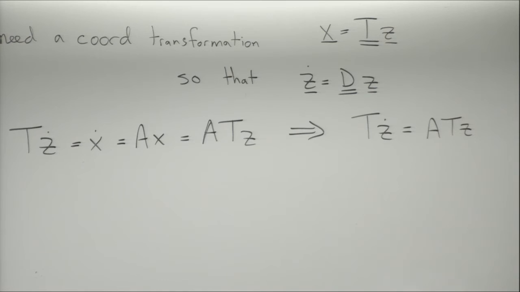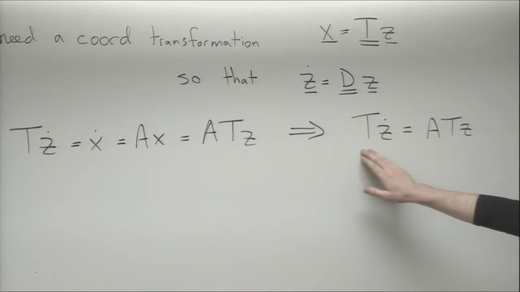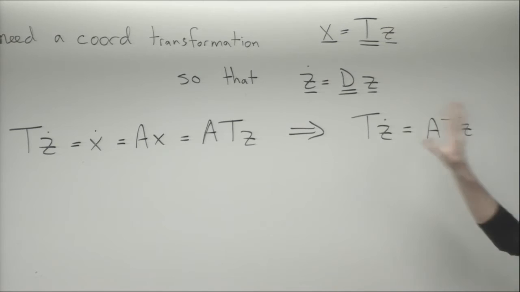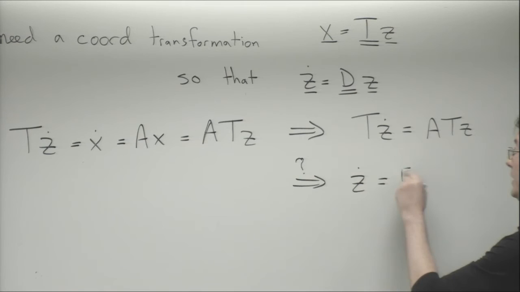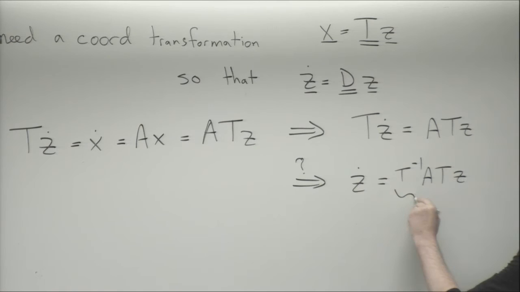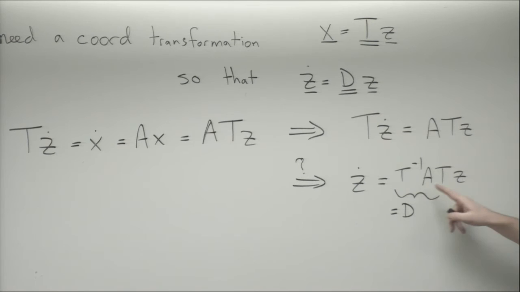Please stop me if I skip something, do something wrong, or am confusing. This is the part where you should ask questions. Okay, so T times z dot equals A times T times z. Now we have an equation entirely in z. And for now, I'm just going to assume that I can invert T. This is not always true, but I'm going to assume that I can take the inverse of T. So there's an assumption here. And now I have z dot equals T inverse A T z. And this is the thing that I want to equal D. I want T inverse times A times T to equal a diagonal matrix. So by any means necessary, I'm going to cook up a T so that T inverse A T equals a diagonal matrix. That's what I want.